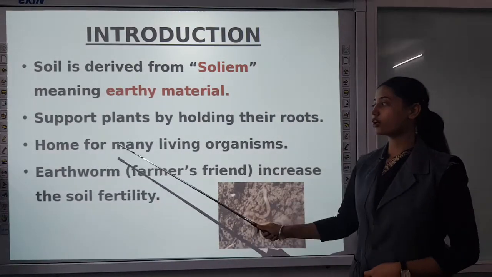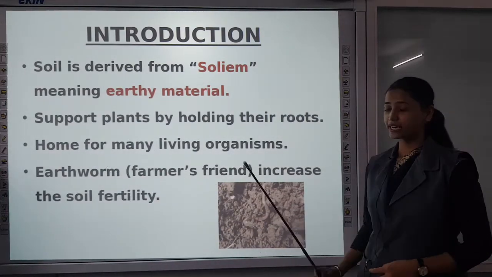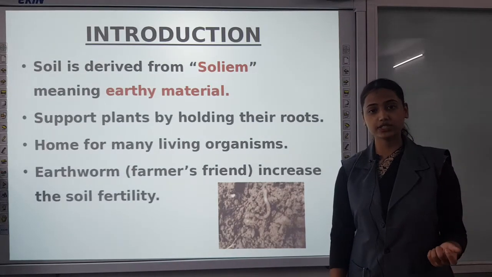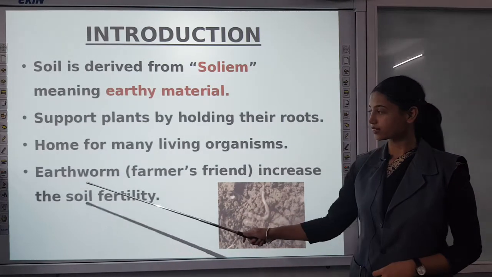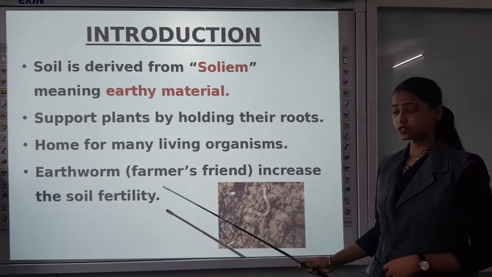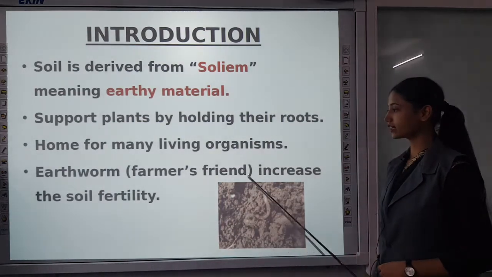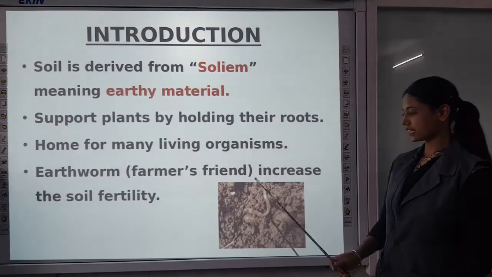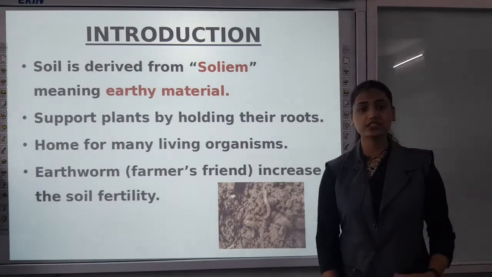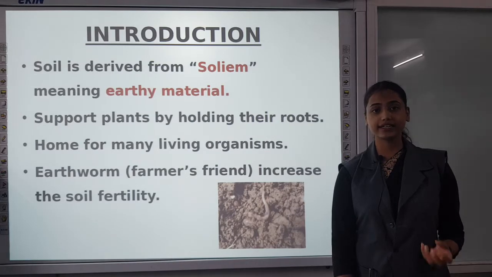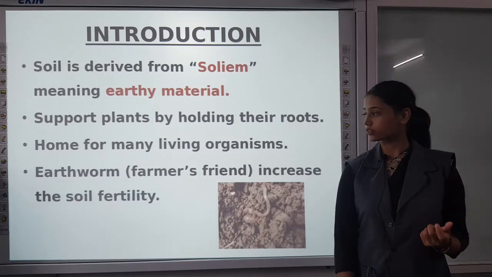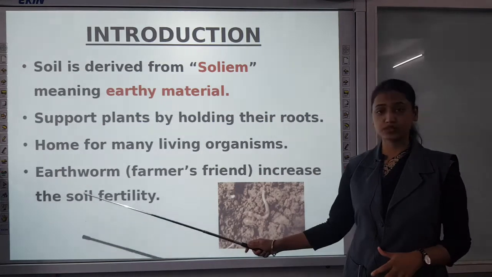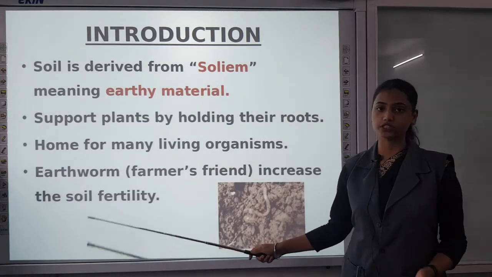Then it is home for many living organisms. You know that many insects, bacteria, fungi are found in soil. Earthworm, also known as farmer's friend, increases the soil fertility. Earthworm, it looks like this. It excretes in the soil and that excreta is used as humus. So that's why it is responsible for increasing the fertility of soil.